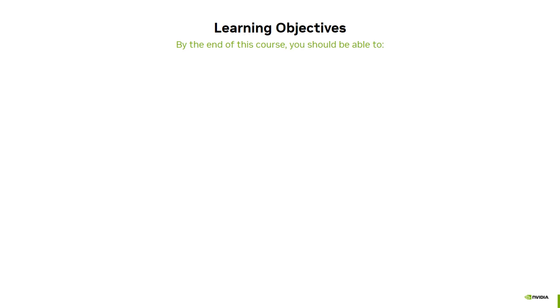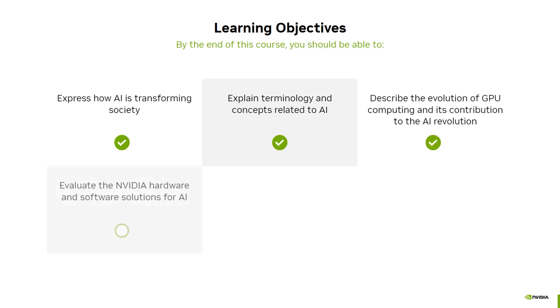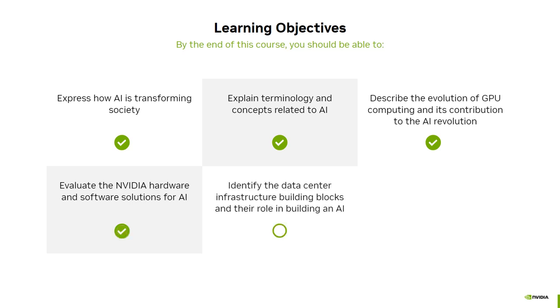After completing this course, you should be able to express how AI is transforming society, explain terminology and concepts related to AI, describe the evolution of GPU computing and its contribution to the AI revolution. Evaluate the NVIDIA hardware and software solutions for AI. Identify the data center infrastructure building blocks and their role in building an AI. Recall AI in the data center operation tasks.